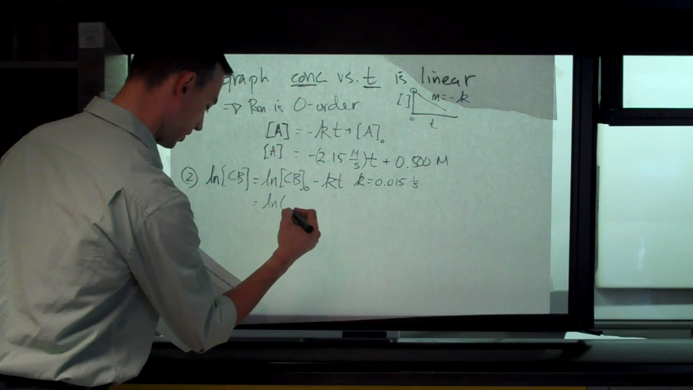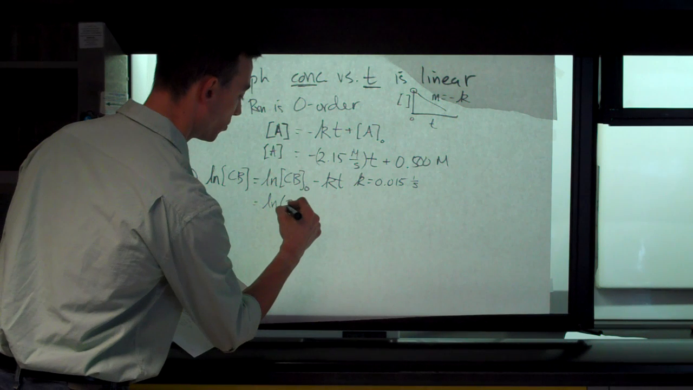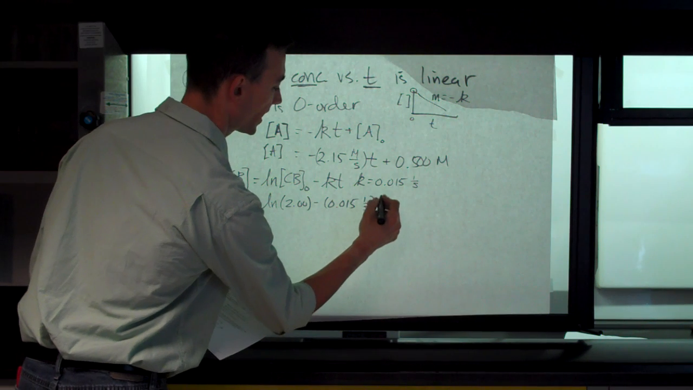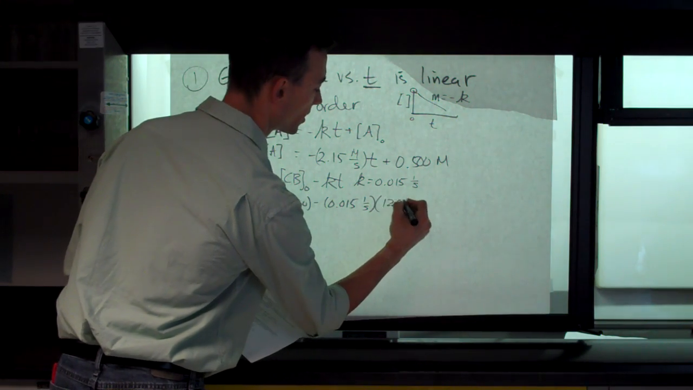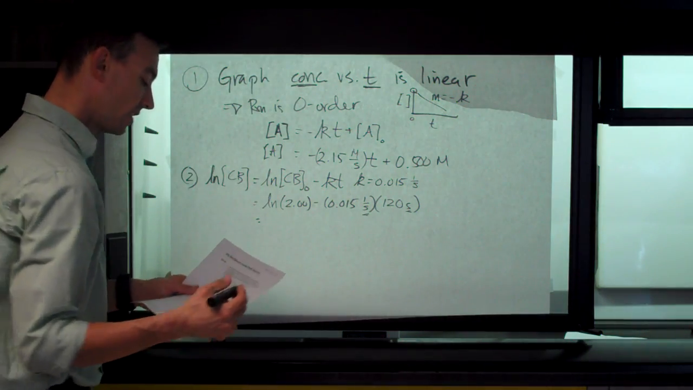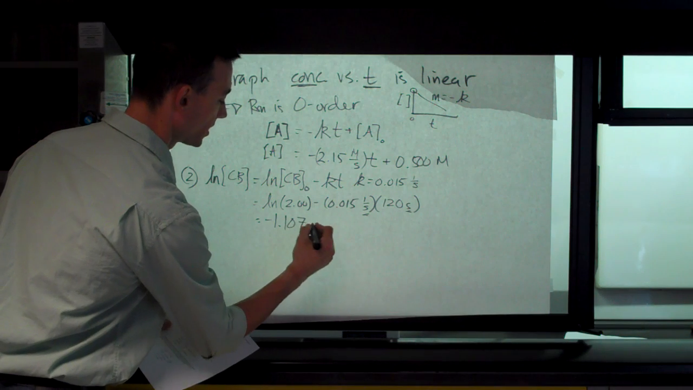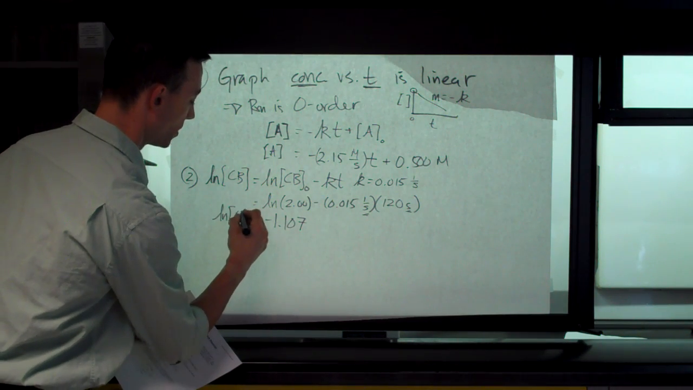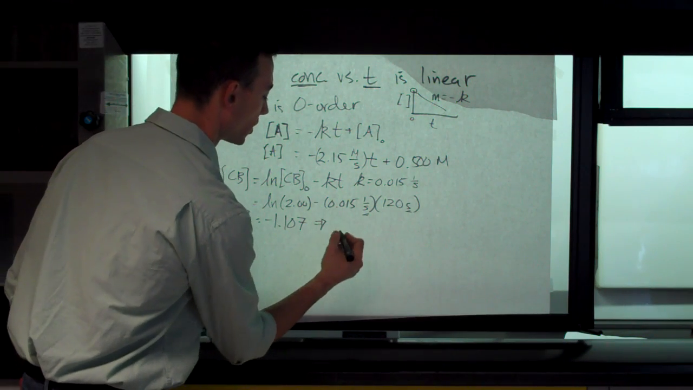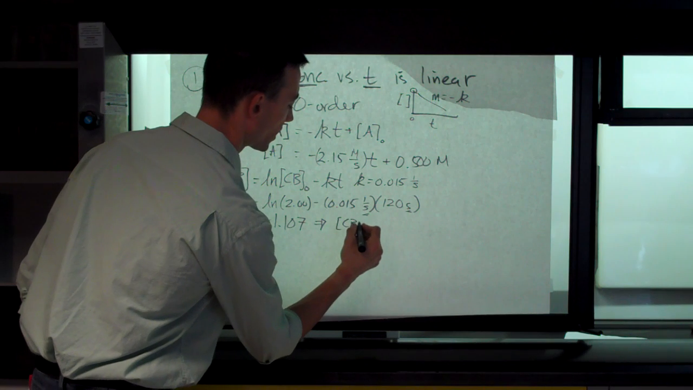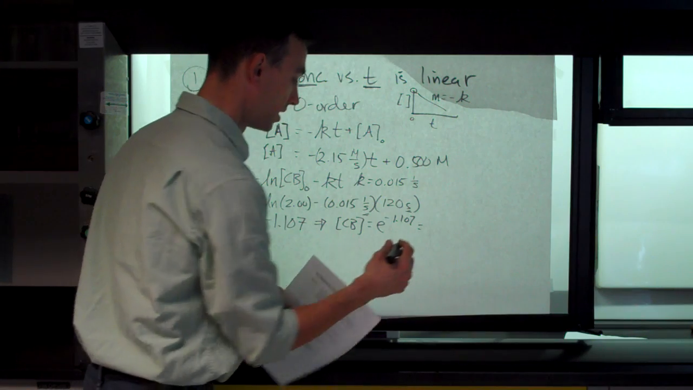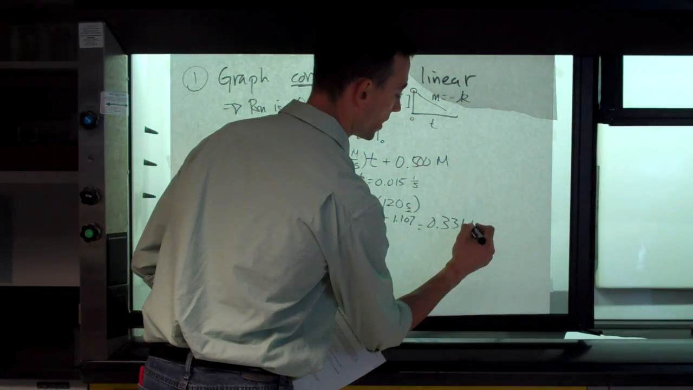We plug in our initial concentration, 2.0 molar, minus 0.015, 1 over seconds, and 2 minutes would be 120 seconds. We have to match our units. This gives us a value of negative 1.107, but that's not the concentration. That's the logarithm of the concentration. So our concentration of cyclobutane would be e to the negative 1.107, or 0.331 molar.